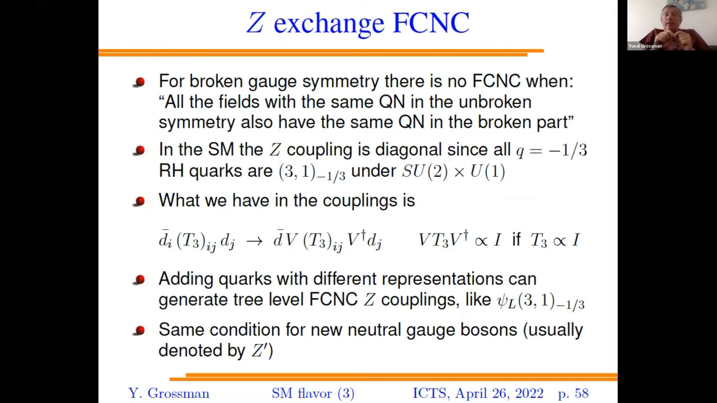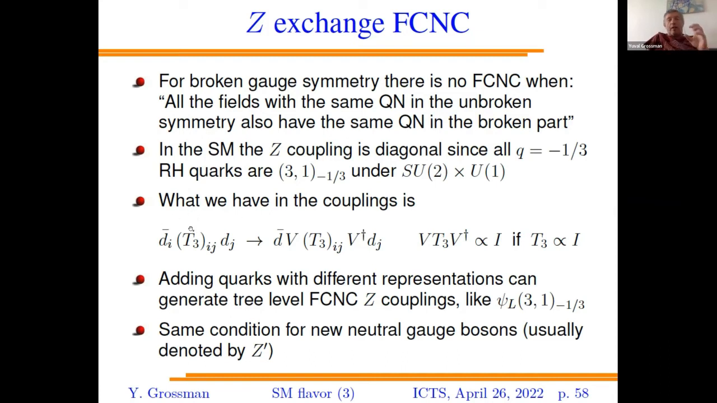It is this reason, the fact that all the particles with the same electric charge also have the same hypercharge and the same T3, that tells us that the Z coupling is universal. Actually, it's universal, and in particular, it's diagonal. Okay? So let me show it in a little bit of algebra.